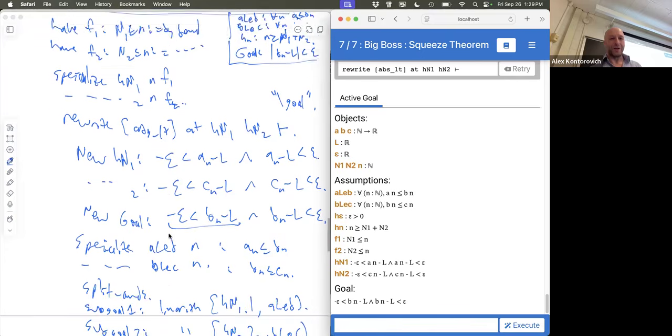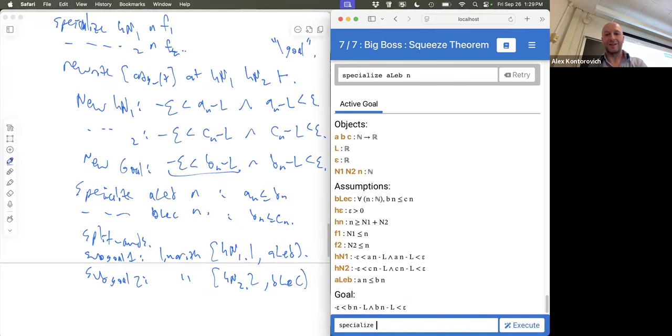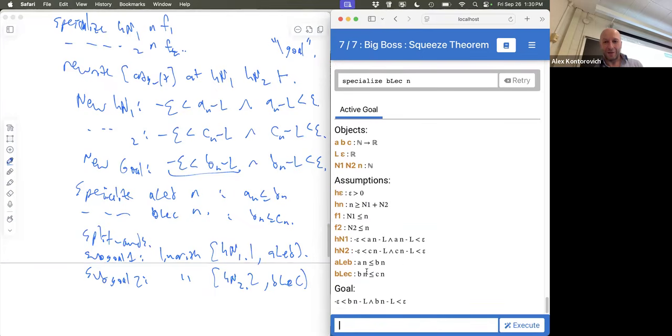Now we're at the point where we can specialize. Let's not forget to specialize what? A less than or equal to B to n, and specialize B less than or equal to C at n. And now we have A n is less than or equal to B n. Great, we have everything in place. Let's split the goals. Split ands.